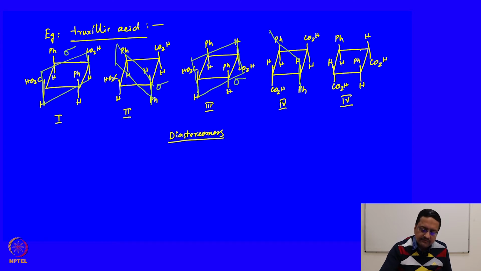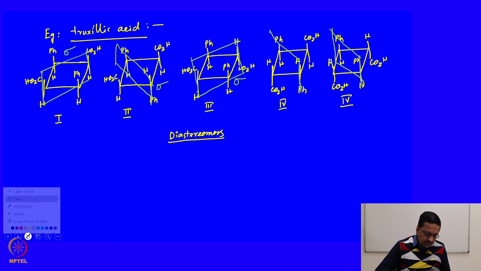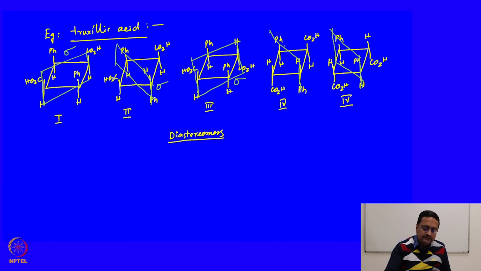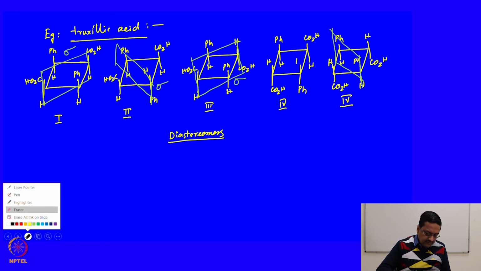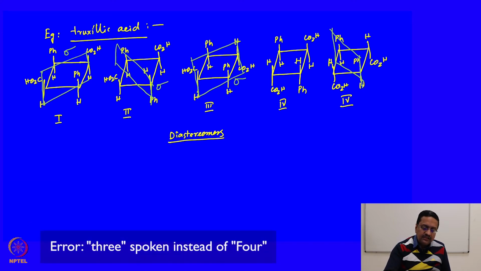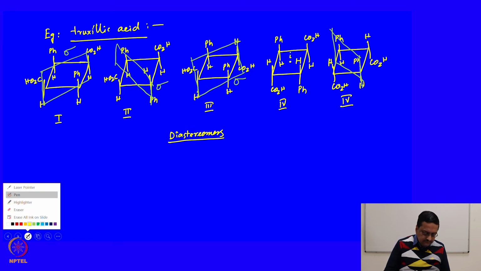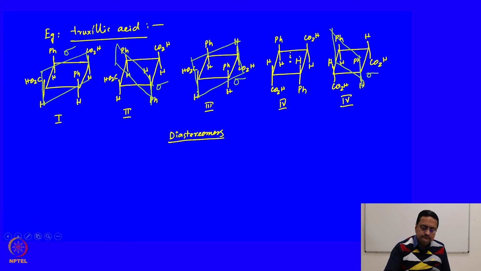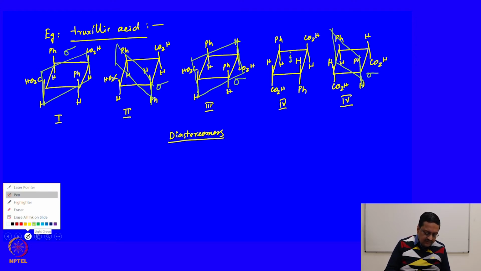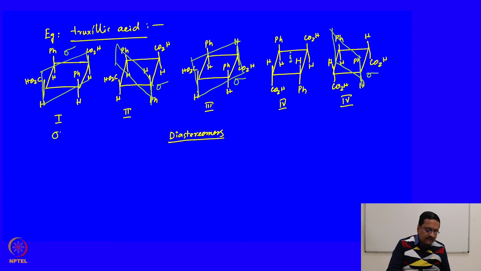Sorry, this 5 has again a sigma plane. So, 1, 2, 3 and 5 have a sigma plane, but the molecule 3 has an inversion center i. Therefore, all the molecules are one way or the other symmetric.